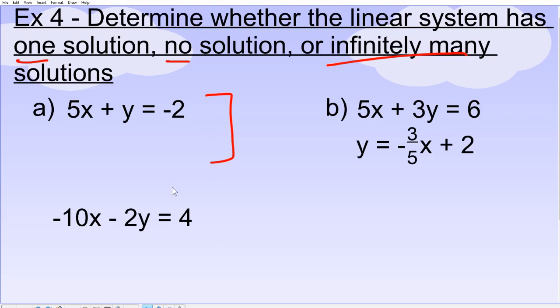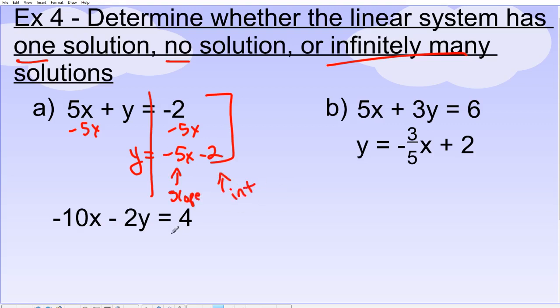If we take both of these equations and we solve for y, for example, subtract 5x here, subtract 5x here, giving me y is equal to negative 5x minus 2. Now I know the slope and the intercept here. If this second equation has the same slope or the same intercept, then I can start making some decisions about what's going on.